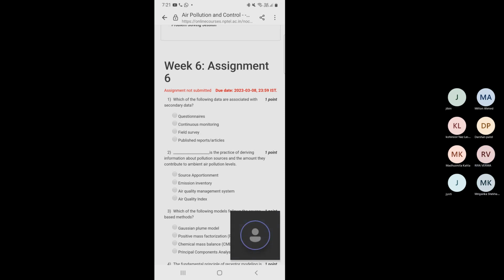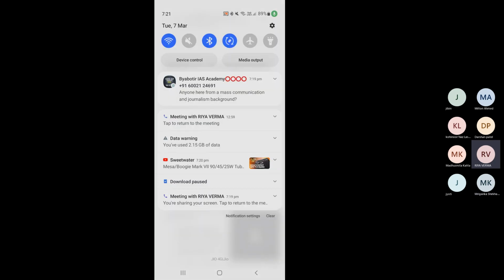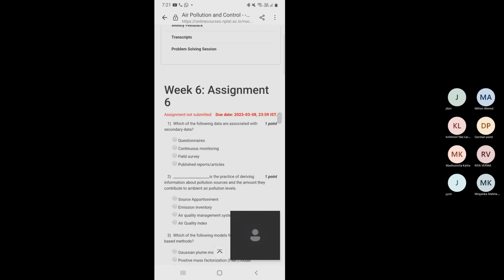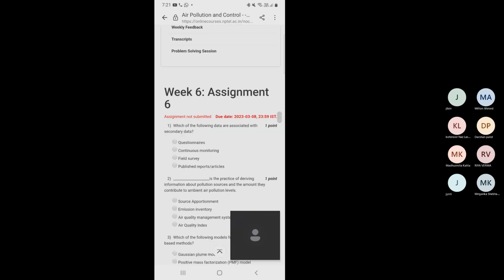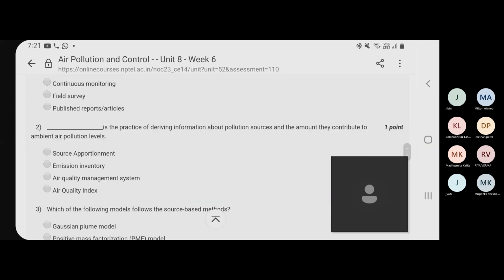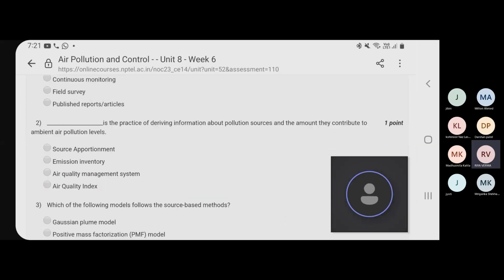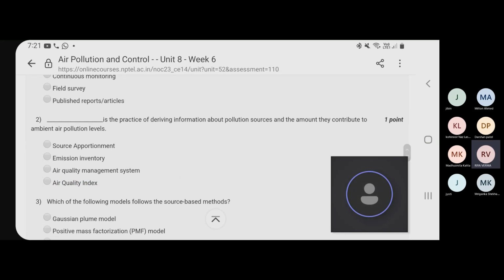Question number two: dash is the practice of deriving information about pollution sources and the amount they contribute to ambient pollution levels. Can you please rotate your phone now? I guess then it will be more enlarged. Yeah, now it's better.